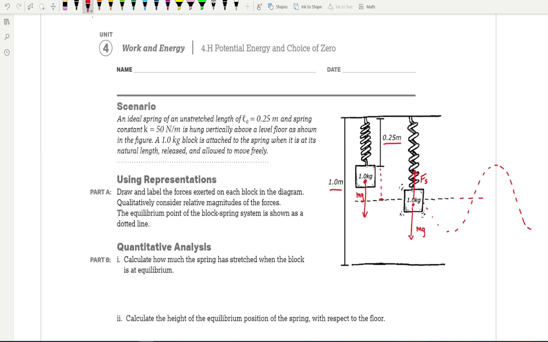So let's see here. We've got the equilibrium point. I think that's it for part A. There are no other forces acting on it. Nothing's pushing it to the left or to the right. So let's see here. Part B, calculate how much the spring has stretched when the block is at equilibrium.